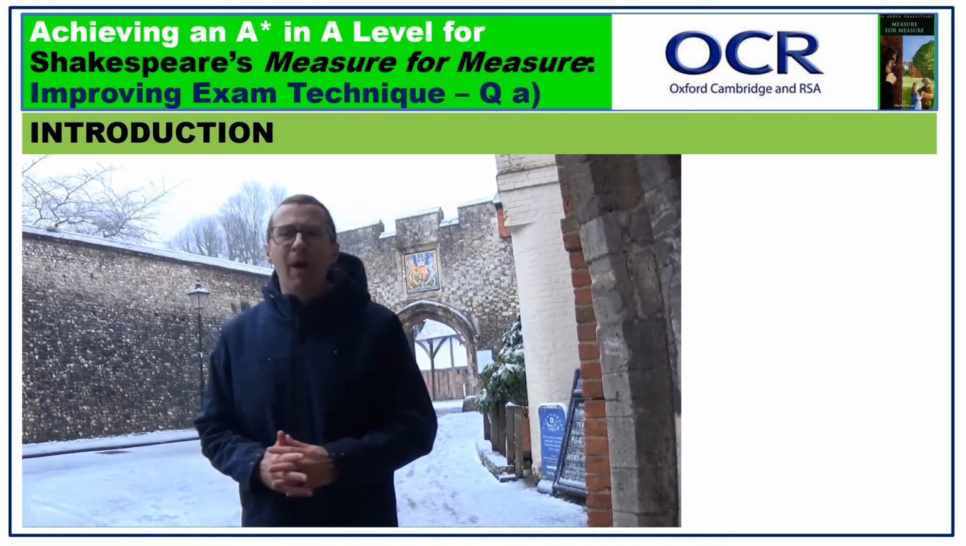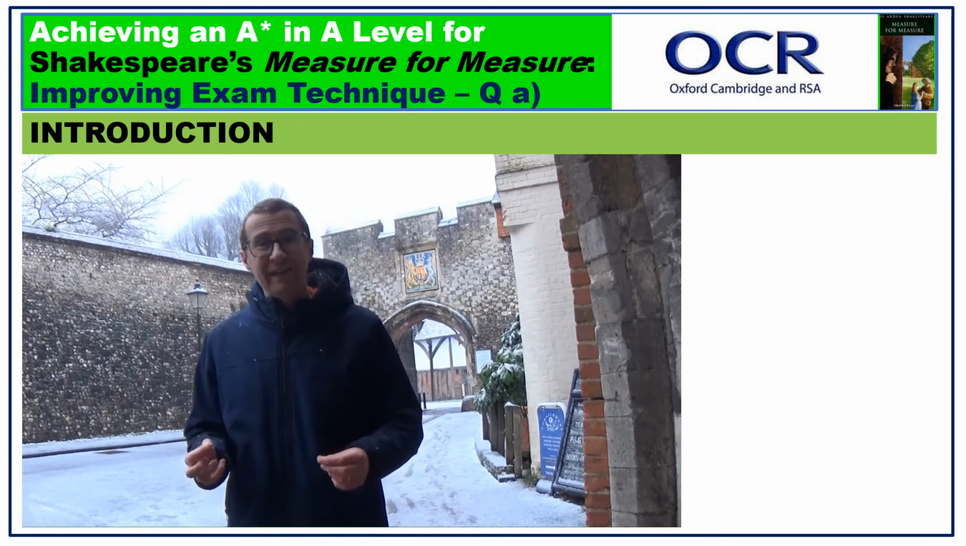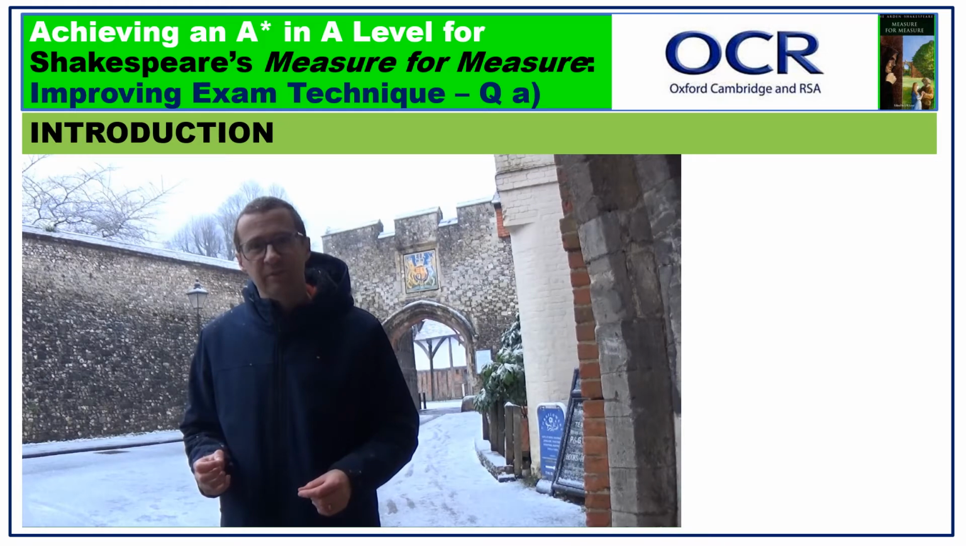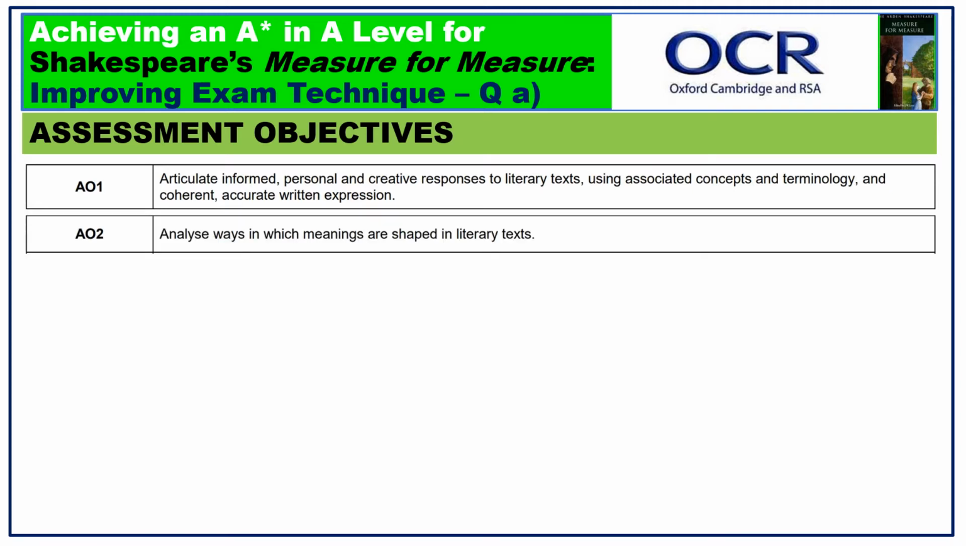Let's kick off with the mark scheme for this question. There are two assessment objectives, AO1 and AO2. So AO1 is about your arguments, informed by the breadth of your understanding about the text. It's about how well and how accurately you write. Whereas AO2 is about how meanings are shaped within the play, or in other words, how the writer uses language, form and structure for effect.